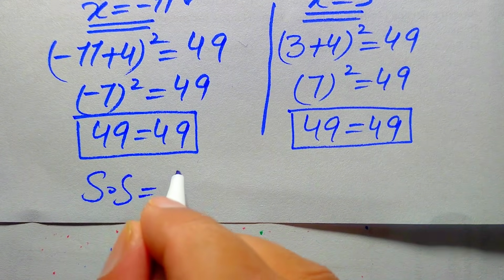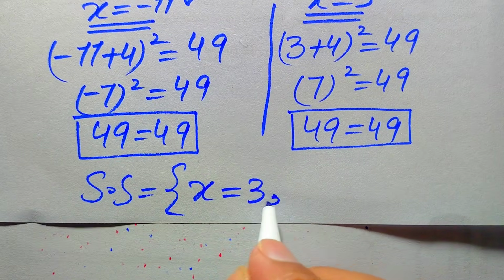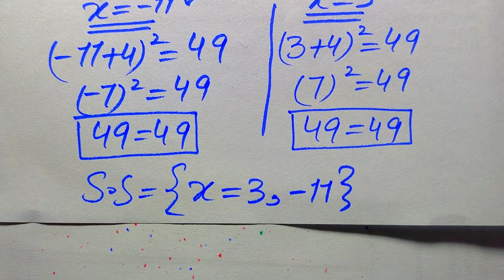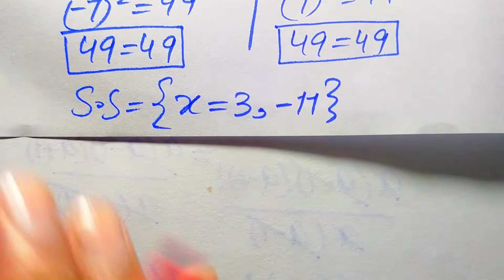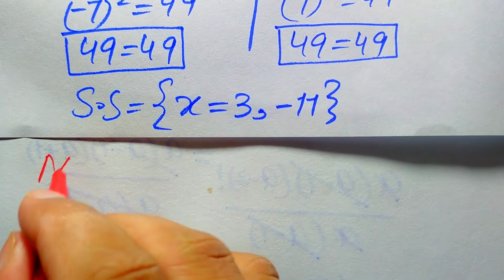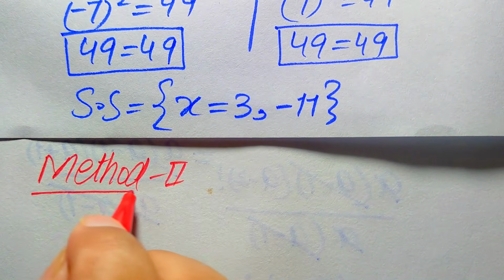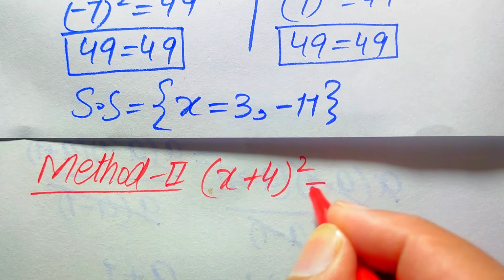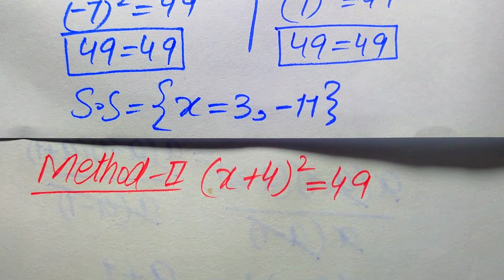So finally, the solution set of the given question is x equals 3 and minus 11. This is our final answer, which we get from the first method. Now we again solve this problem with the second method. For the second method, we need to copy down the given question statement, which is (x plus 4) whole square equals 49. This is our given question statement.